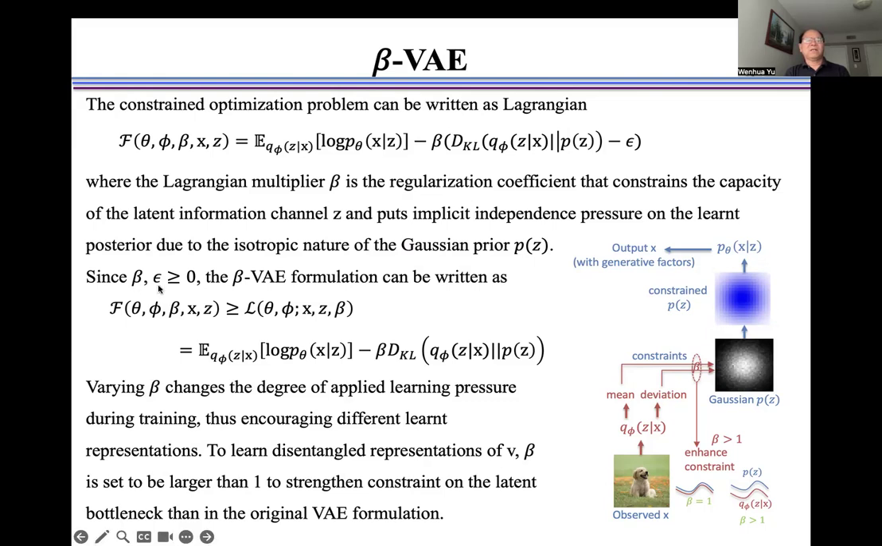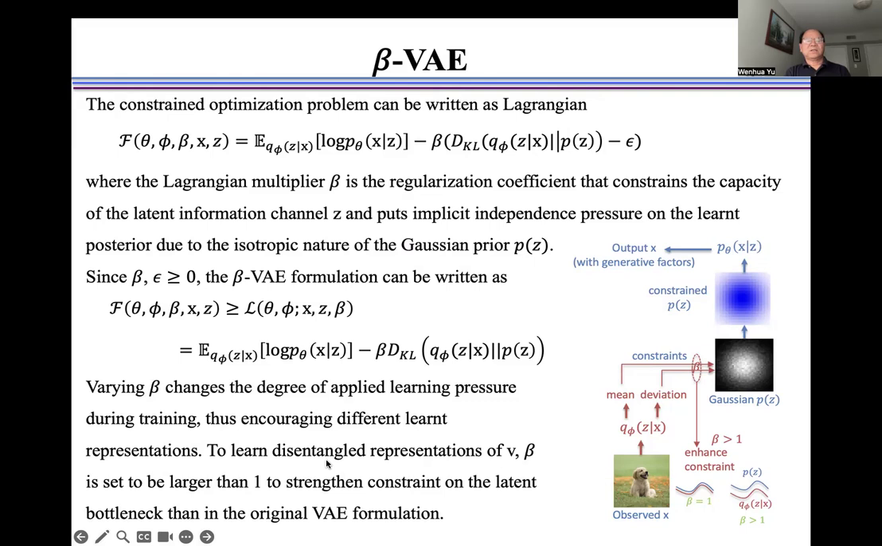Since beta and E are equal to or larger than zero, the beta VAE formulation can be written as here. Varying beta changes the degree of applied learning pressure during training, thus encouraging different learned representations as shown here. This constraint beta larger than 1 is used to enhance the constraint. This constraint P is used to generate the output.